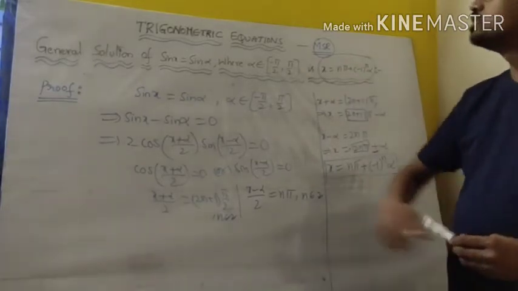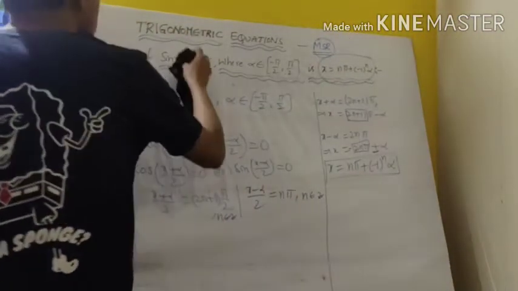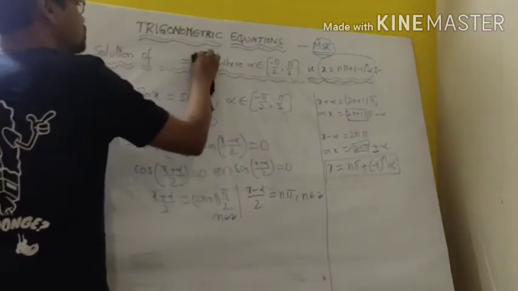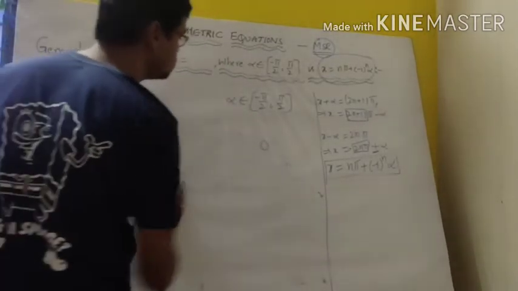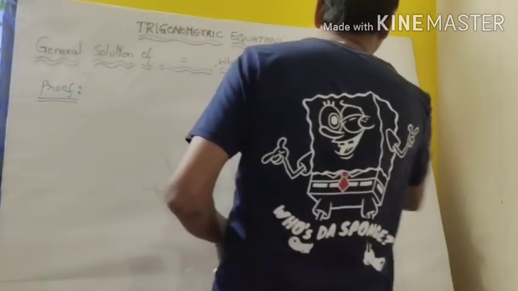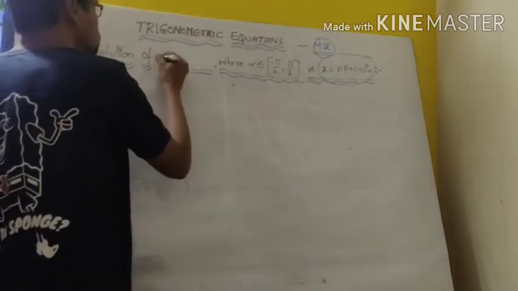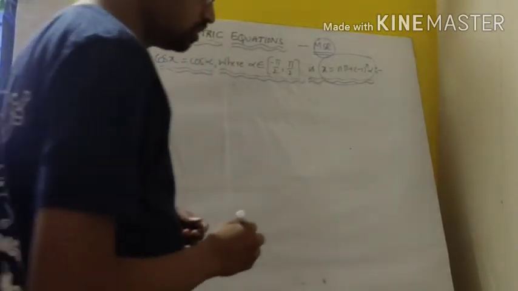That is the general solution for sin x equals sin alpha. Now, what is the general solution for cos x equals cos alpha? We are going to discuss that now. Cos x equals cos alpha. General solution is cos x equals cos alpha.